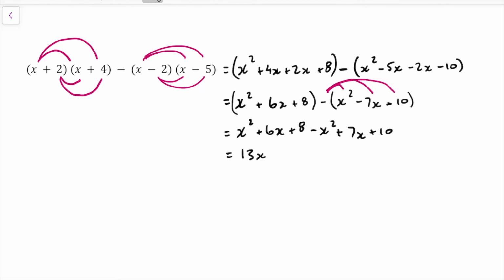and I've made another error, there should be a plus there, and then that should be a minus in here. So it should actually be minus 10 there. So 8 minus 10 is minus 2.